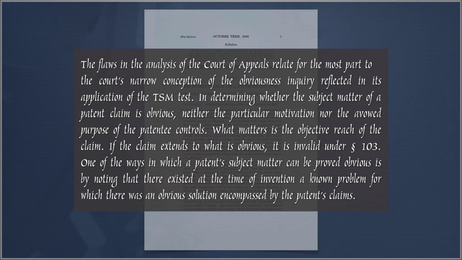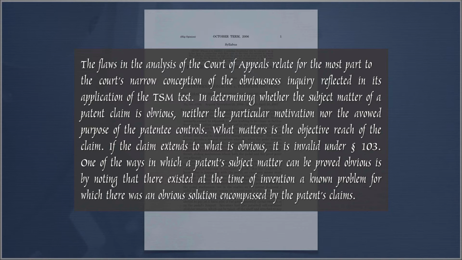And then they go on, and this is where they get to the sort of analytics of what they think the analysis should be, right? In determining whether the subject matter of a patent claim is obvious, neither the particular motivation nor the avowed purpose of the patentee controls, right? So on the one hand, that's an obvious statement, right? And it's also an incorrect statement of patent law. It suggests they don't understand patent law because, of course, in the obviousness analysis, we don't care what the patentee did or didn't know at the time. What we care about is what a person of ordinary skill in the art knew at the time of invention, right? So motivation or purpose of the patentee is not the question, right?